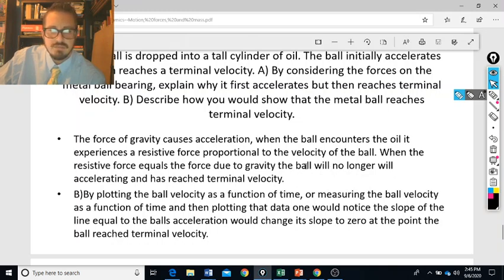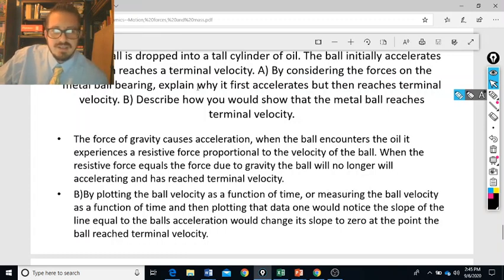Well, that's poorly worded there, certainly a typographical error. It should read, the ball will no longer be accelerating and has reached terminal velocity. So this word "will" should say "be." The ball will no longer be accelerating and has reached terminal velocity.